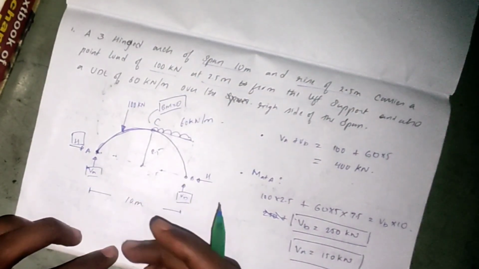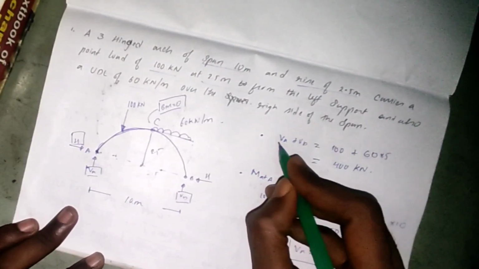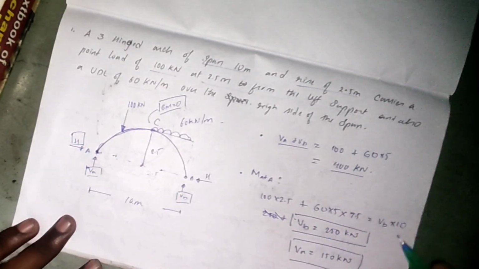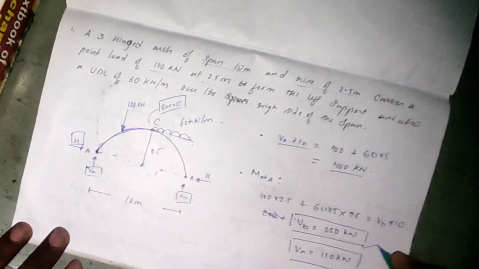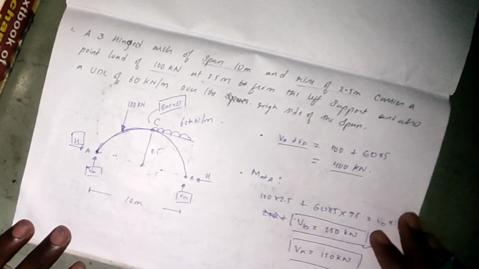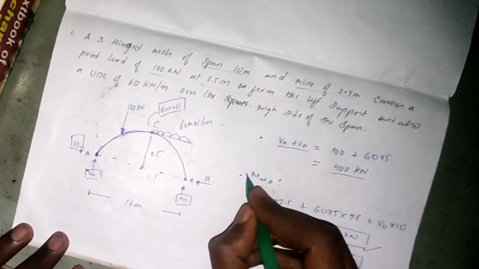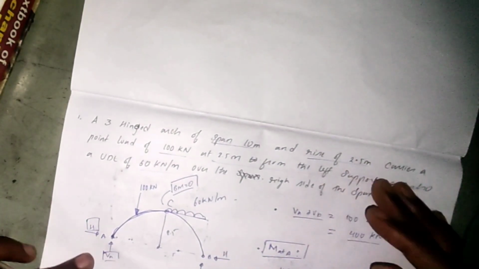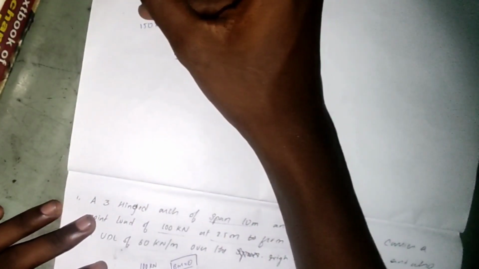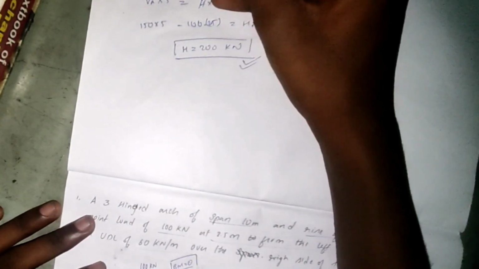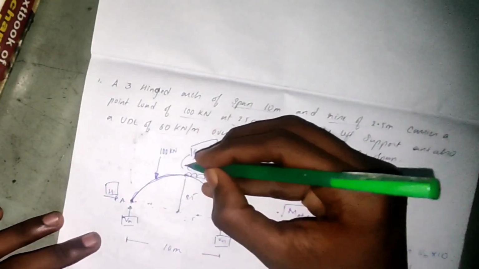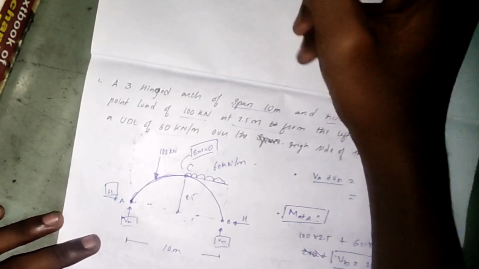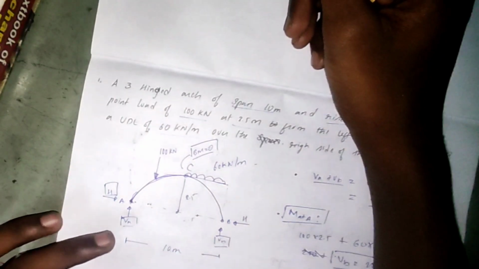So firstly we find the VA and VB relationship, that is equal to 400, VA plus VB. Then we found VB and VA by finding moment at A, then we find moment at C for span AC. If we find moment at C for VB, then also we will get H as 200 kilonewtons only. You can try it.